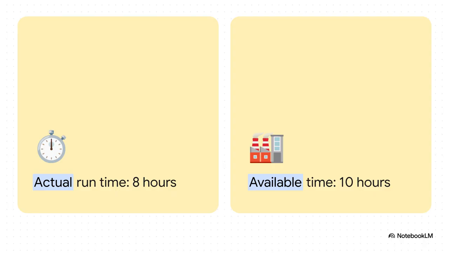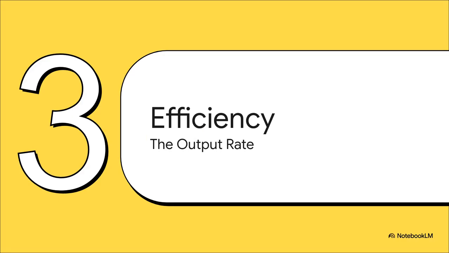Let's apply this to our factory floor. Say our widget press is available and scheduled to be used for a 10-hour shift, but it only ends up running for 8 hours because of some routine maintenance or idle wait times. That 8 hours, that's our actual runtime. So 8 divided by 10 gives us an 80% usage rate. Pretty straightforward.